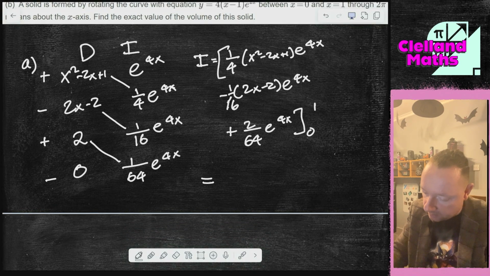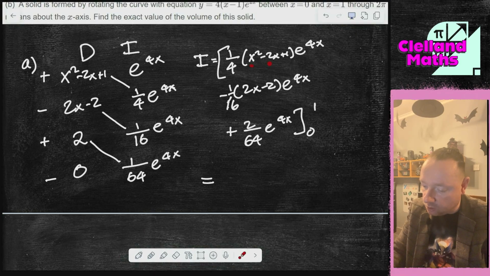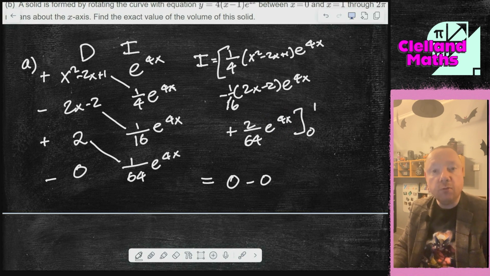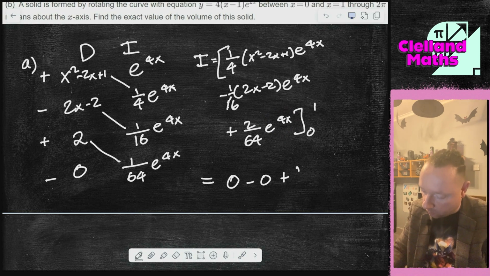So putting our numbers in, if we put 1 in here, we get 1 minus 2 plus 1, which is 0. So the first term gives us 0. Putting 1 into here, we get 2 ones is 2, minus 2 is 0. So we get minus nothing again. Putting 1 into here, we just get e to the 4 times 2 64ths, which is a 32nd. So plus 1 over 32 e to the 4.